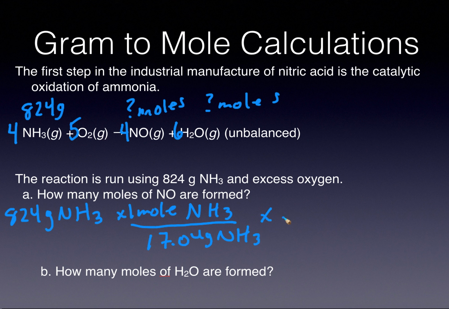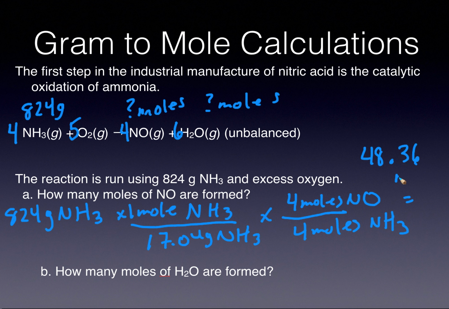We need to go over our bridge. So we want to go to moles of NO in this first one. So we're going to have 4 moles of NO all over 4 moles NH3. So we have 824 divided by 17.04 times 4 divided by 4, and we'll get 48.36 moles NO.